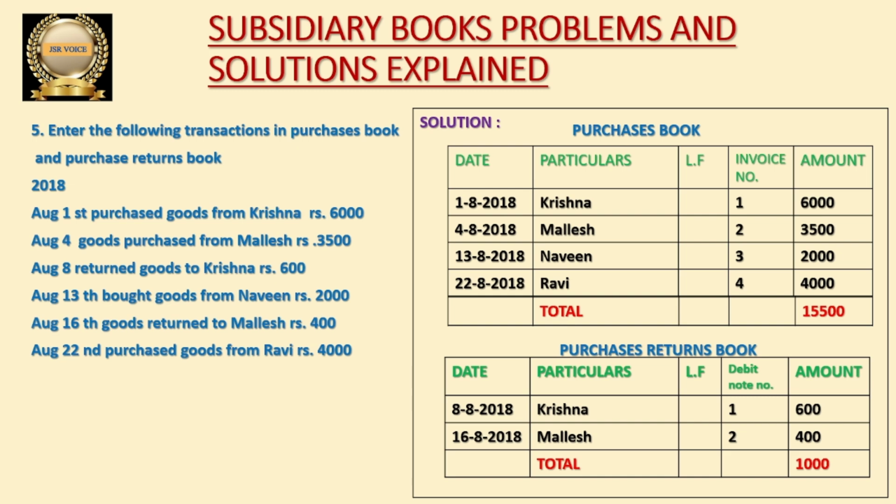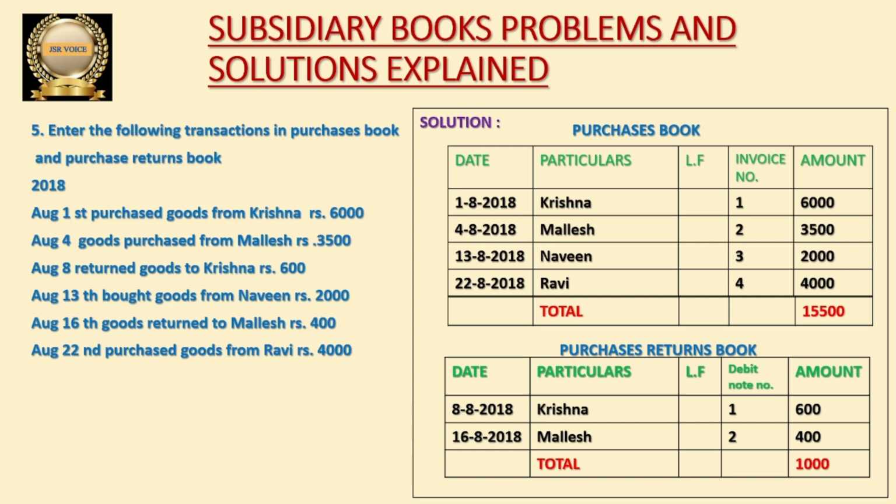Here, August 16th, goods returned to Mallesh. So on the right side, under the purchases book, last in the purchase returns book you can see 16-8-2018, particulars column Mallesh, name is mentioned, debit note number 2, amount column 400. Okay, and let us go and discuss the next one.